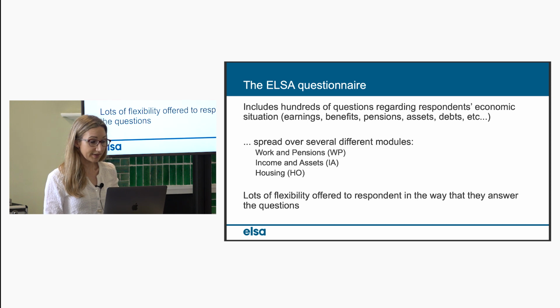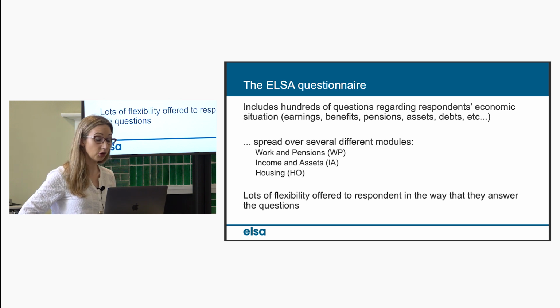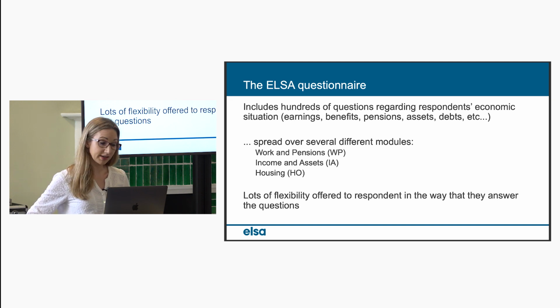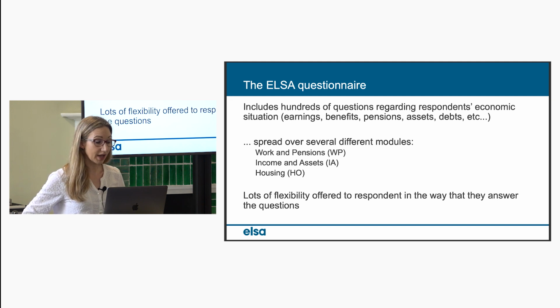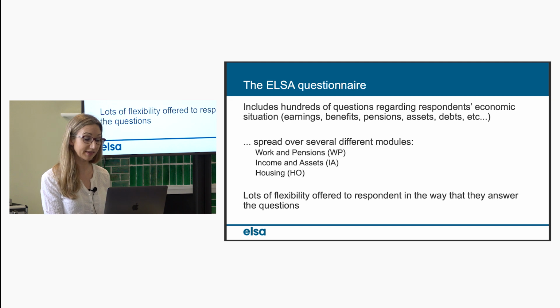So why do we create these derived data sets? The ELSA questionnaire contains hundreds of questions relating to respondents' economic situation. So lots of detail about their earnings, their state benefits, their pensions, their assets, their debts. And the questions are spread over at least 3 of the different modules that Brian talked about: work and pensions, income and assets, and housing.